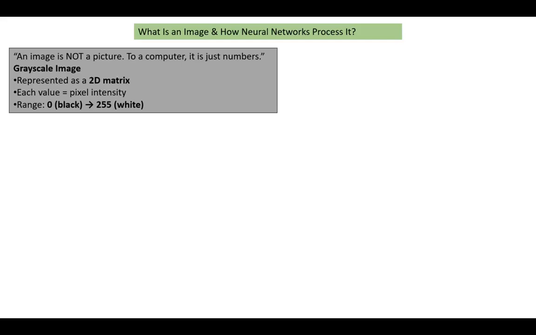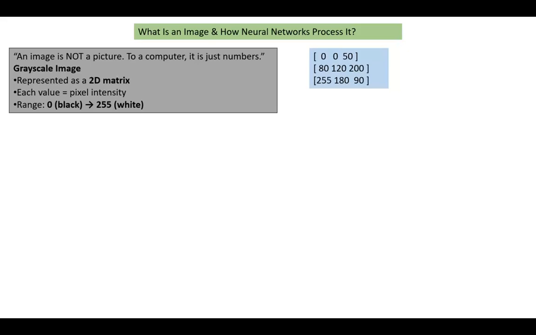An image is nothing but a set of numbers to a computer. An image is not a picture, it is just mere numbers to a computer. Let it be a grayscale image or let it be a color image. It is just mere numbers. For example, a grayscale image is represented as a 2D matrix. Each value will be pixel intensities ranging from 0 to 255, where 0 represents black and 255 represents white.